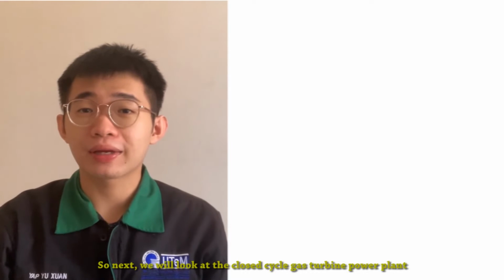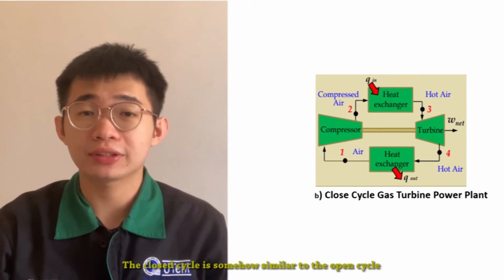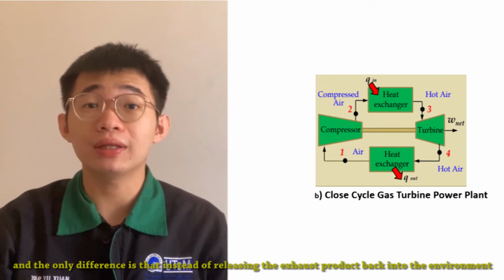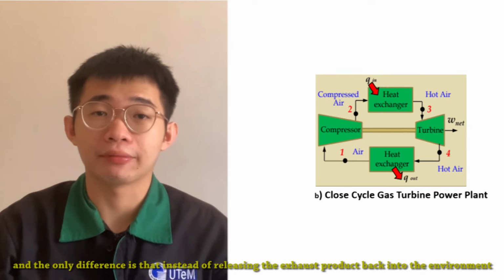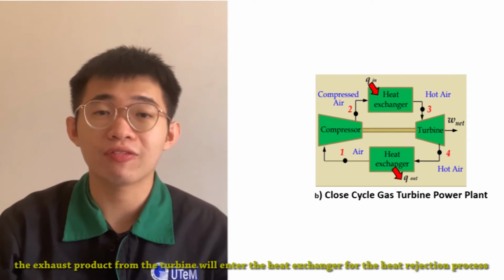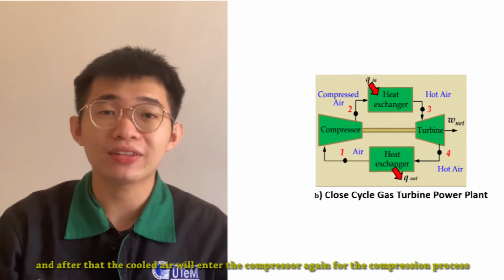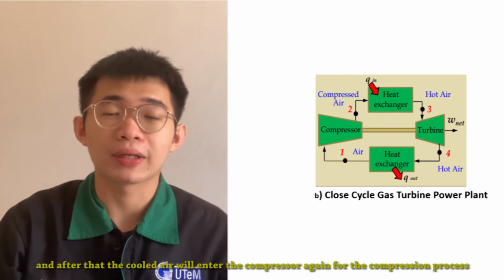So next we will look at the closed cycle gas turbine power plant. The closed cycle is somehow similar to the open cycle, and the only difference is that instead of releasing the exhaust product back into the environment, the exhaust product from the turbine will enter the heat exchanger for the heat rejection process, and after that the cool air will enter the compressor again for the compression process.